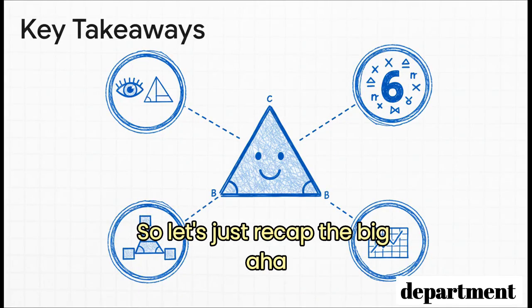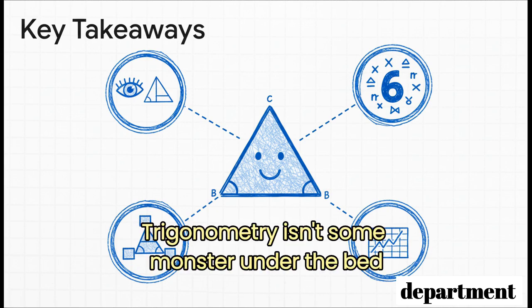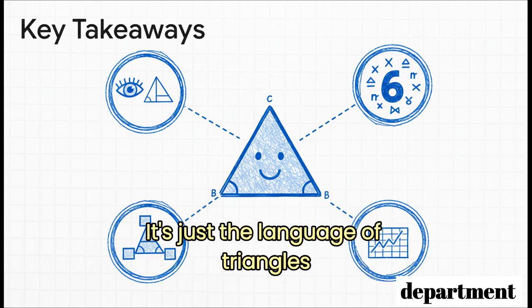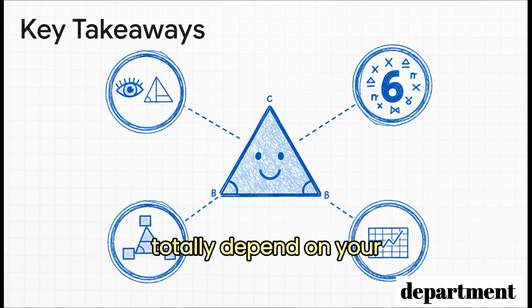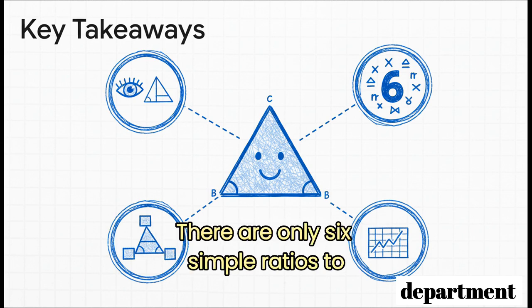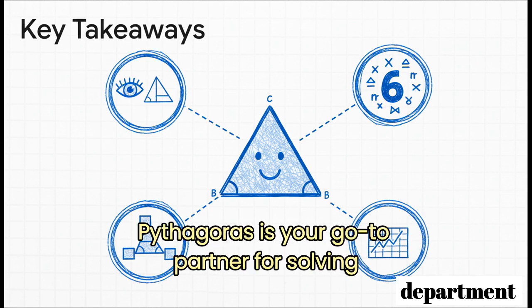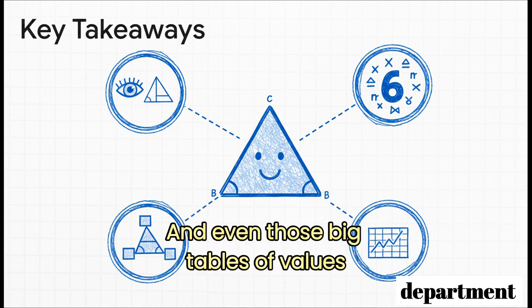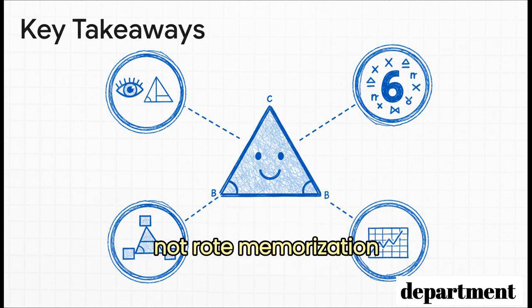So let's just recap the big aha moments here. Trigonometry isn't some monster under the bed. It's just the language of triangles. We figured out that side names, like base and perpendicular, totally depend on your perspective. There are only 6 simple ratios to worry about. Pythagoras is your go-to partner for solving problems. And even those big tables of values are built on easy-to-remember patterns, not rote memorization.